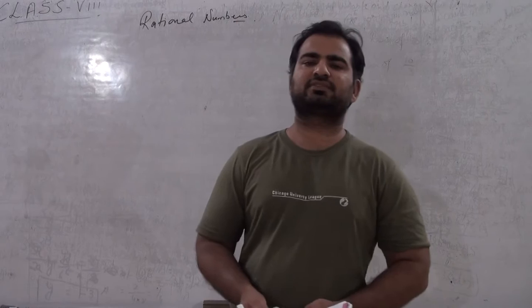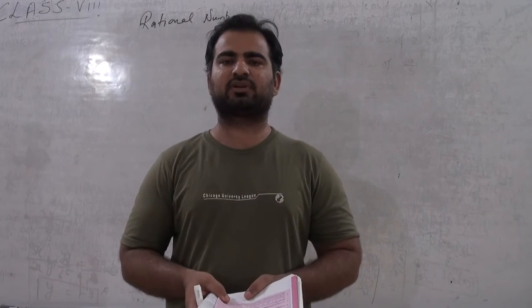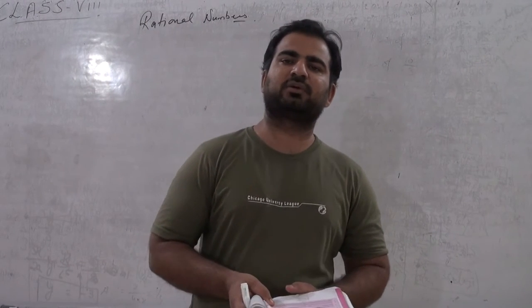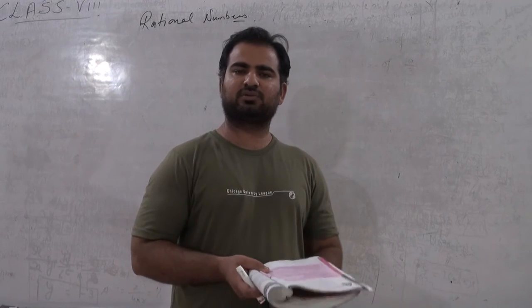Good time class. In this video we are going to solve exercise number 1.2. Question number 1 is to represent these numbers on the number line, and question 2 is to represent minus 2 upon 11, minus 5 upon 11 and minus 9 upon 11 on the number line. So I am doing question number 2, and question 1 is similar to question number 2.